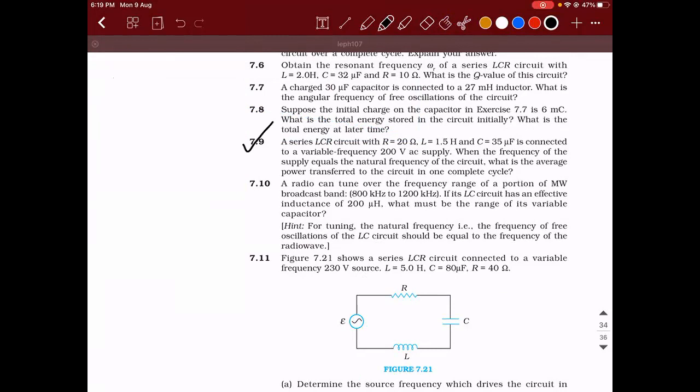7.9. A series LCR circuit with R equal to 20 ohm, L equal to 1.5 Henry, and C equal to 35 microfarad is connected to a variable frequency 200 volt AC supply. When the frequency of the supply equals the natural frequency of the circuit, what is the average power transfer to the circuit in one complete cycle? What do you mean by when the frequency of the supply equals the natural frequency? What are they trying to say? Wherever you see this kind of a statement, it means it is a condition of resonance.